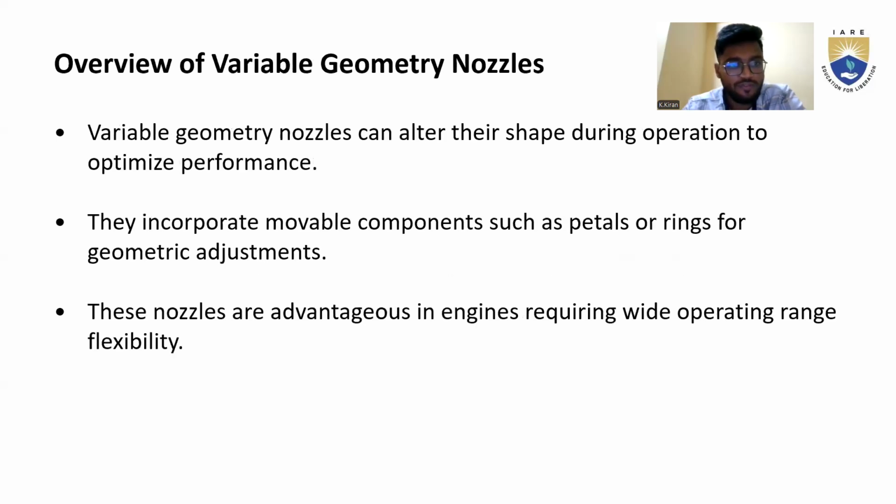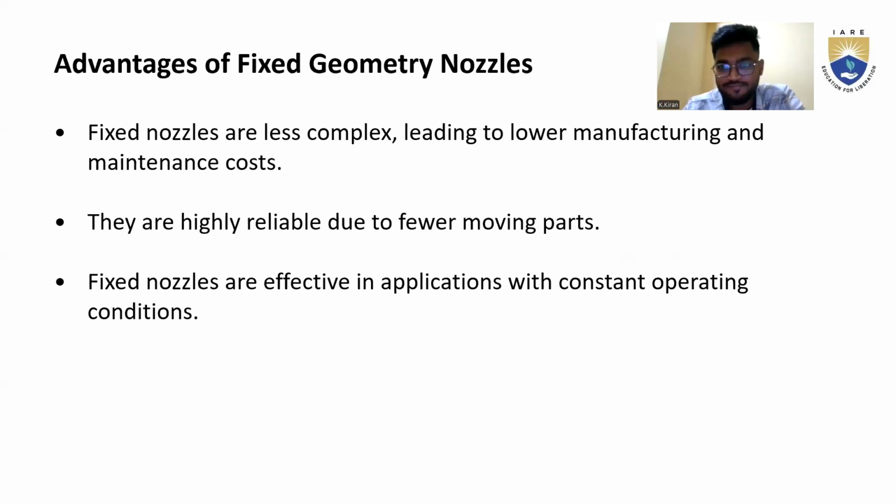An overview of variable geometric nozzles. Variable geometric nozzles can alter their shapes during operation to optimize performance. They incorporate movable components such as petals or rings for geometric adjustment. These nozzles are advantageous in engines requiring wide operating range and flexibility.